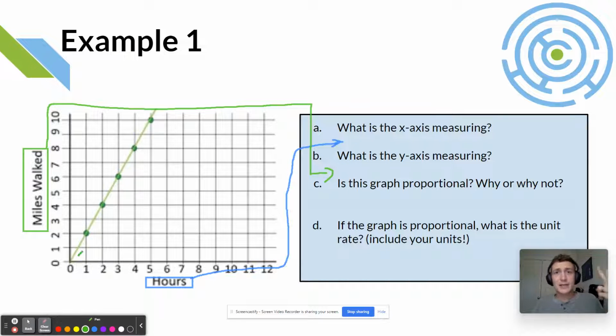What are the two things that determine whether a graph is proportional? What two things need to be happening? Write that down in the Edpuzzle right now. Great. So you should have said that the two things were, one, that it is linear.